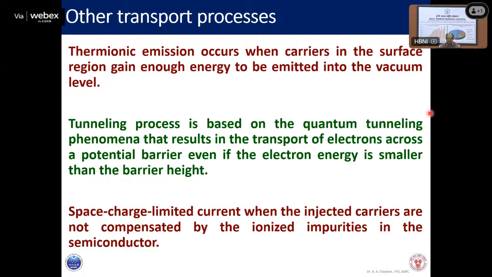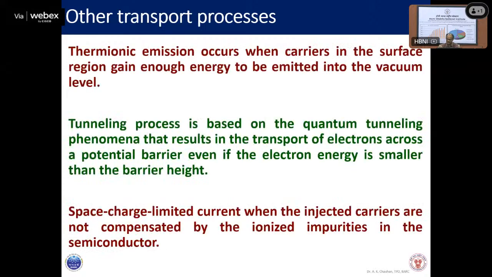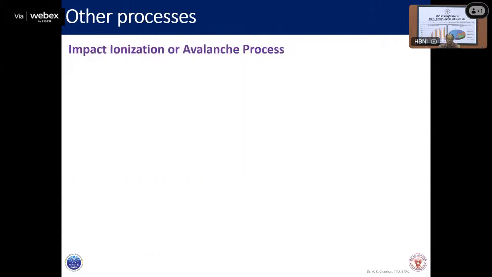And then there is space charge limited current, when the injected carriers are not compensated by the ionized impurities in the semiconductor. Space charge limited conduction happens because carriers are injected from the electrodes into the material. So now you have more carriers inside the material.